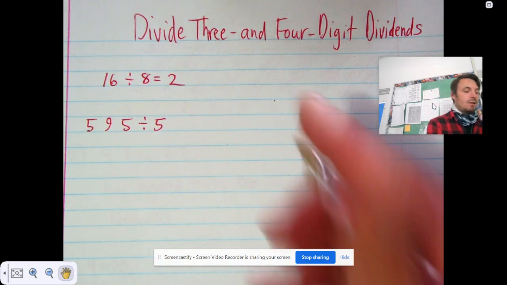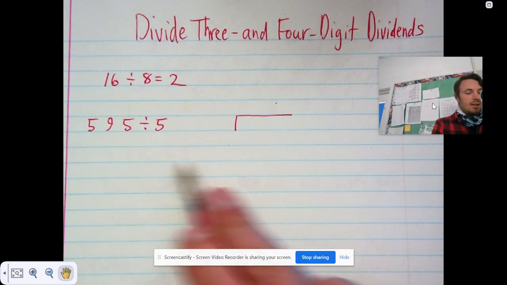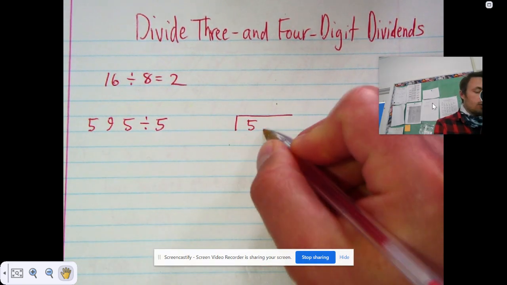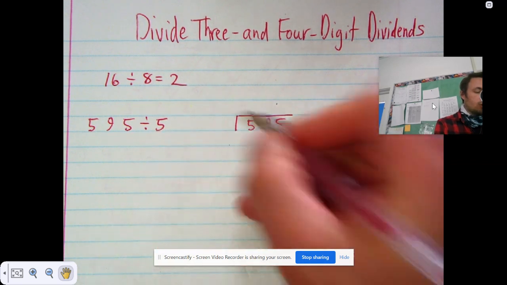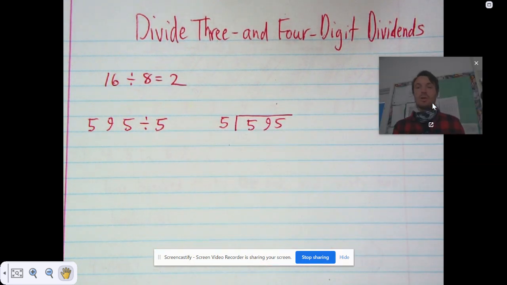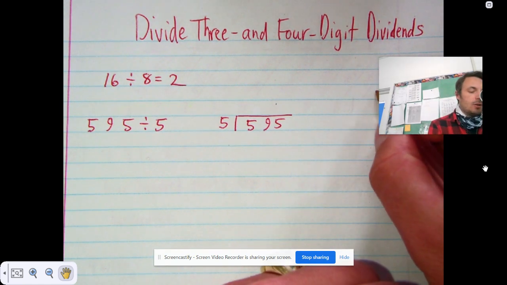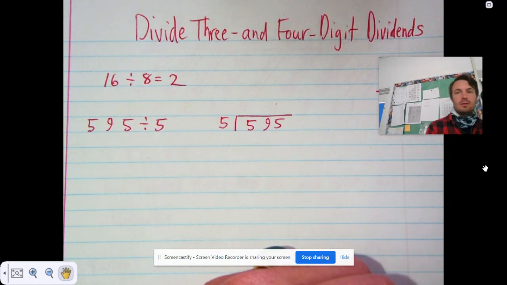Now, how do we set this up as a long division problem? We put the dividend inside the house, 595. We put the divisor outside the house. Let's review our steps to long division. Remember, we remember these steps using the phrase, dirty monkeys smell crazy bad. So dirty, that stands for divide.